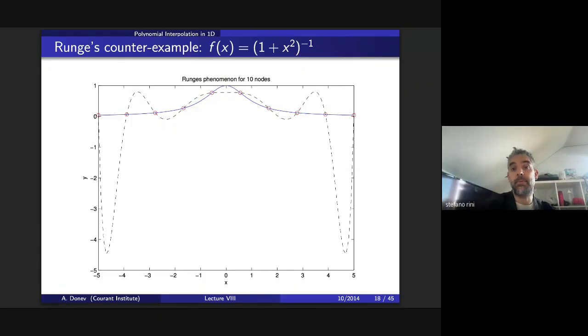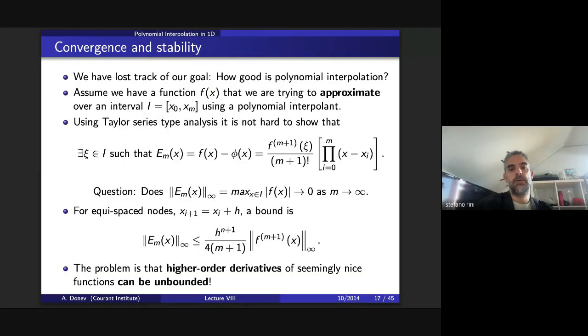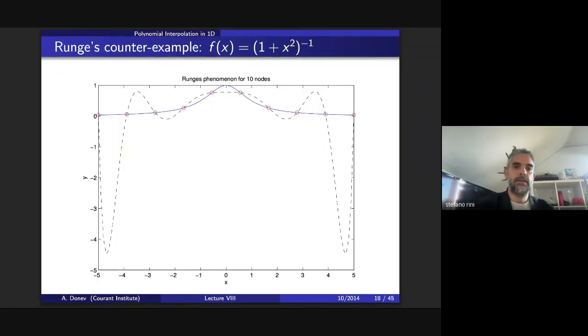So remember, this is an upper bound, okay? We don't know how tight this upper bound is, right? And so here comes the counterexample, okay? So take f of x equal to 1 over x squared minus 1, okay?